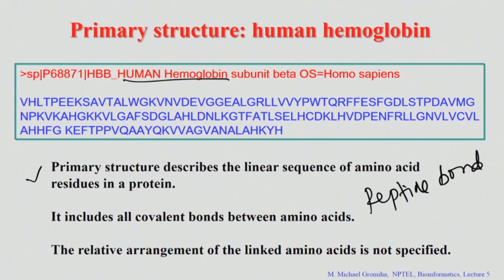So, we know all the covalent bonds between the amino acids, but the relative arrangement of these amino acids is not specified, we do not know where they are located. We know only the combinations and the covalent bonds. Now, there are various sequences available in the literature when they synthesize a protein, and they publish the data in the literature.